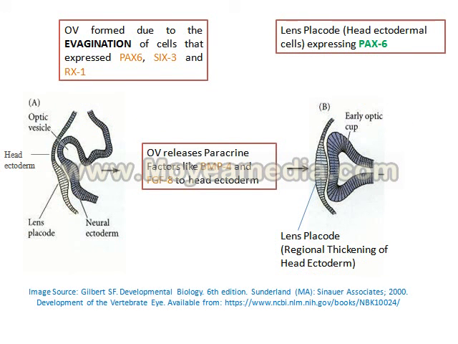As you can see, a part of the neural ectoderm has started evaginating to form the optic vesicle. Evagination occurs due to the expression of PAX6, SIX3, and RX1 transcription factors. Once the optic vesicle has formed, it releases certain paracrine factors like bone morphogenetic protein 4 or BMP4 and FGF8, that is fibroblast growth factor 8, to the head ectoderm. Head ectoderm is nothing but the outer layer, as clearly visible in the figures.